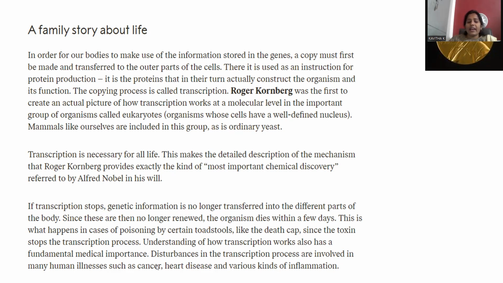And the same applies to patients who are suffering with cancer, heart diseases, and inflammations as well. In all these processes, transcription fails to perform, so that we can't extend the genetic matter to all over the body organisms every time.